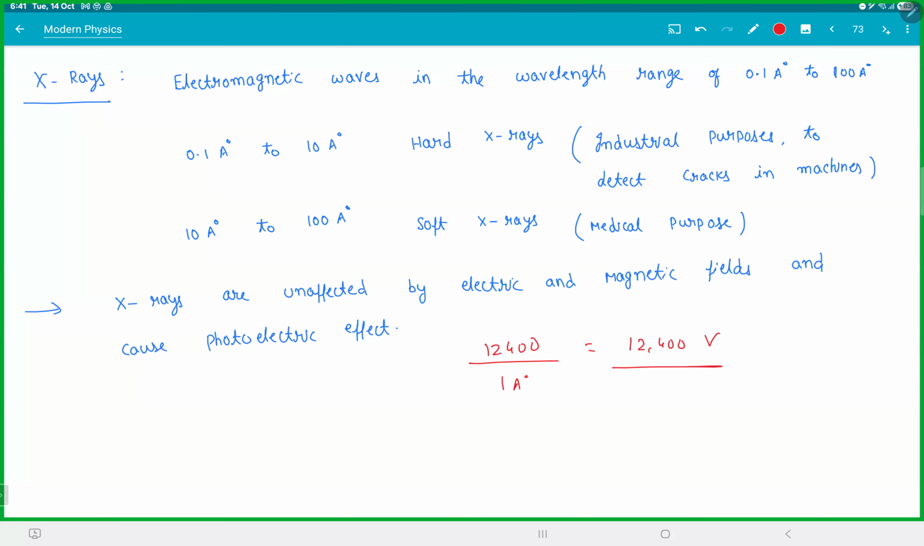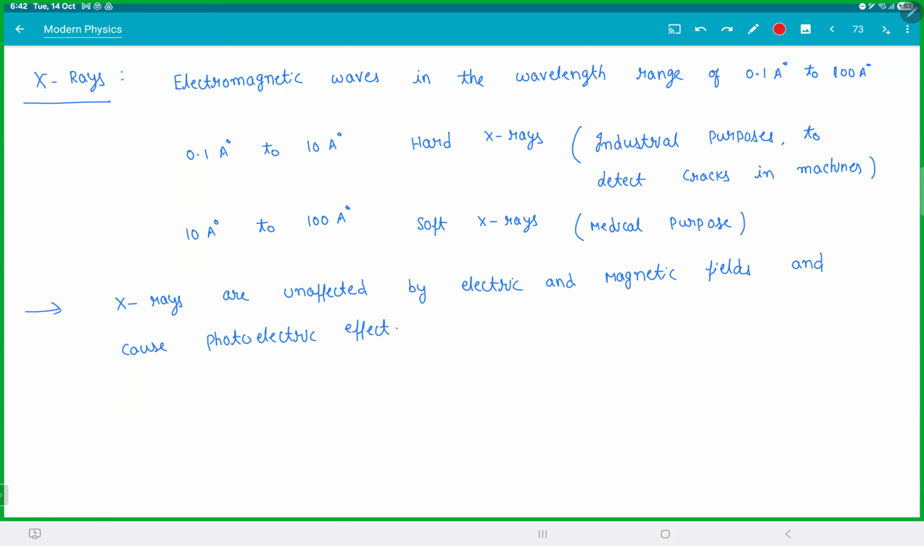So you need to apply 12,400 volts to get a 1 angstrom X-ray. These things are very high energy. The 10 angstroms to 100 angstroms is soft X-rays. These are used for medical purposes. So when you go for an X-ray machine, you're actually getting hit by soft X-rays. Hard X-rays are used in industries, when you have a factory machine and there are cracks in 1 or 2 meters of thick steel. So you use hard X-rays. X-rays are unaffected by electric and magnetic fields, obviously, because these are also electromagnetic waves, just like visible light. Except for the wavelength, there is no difference.